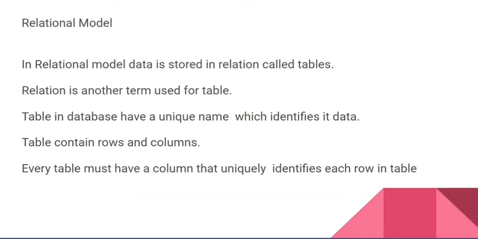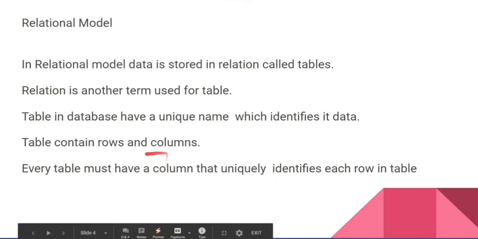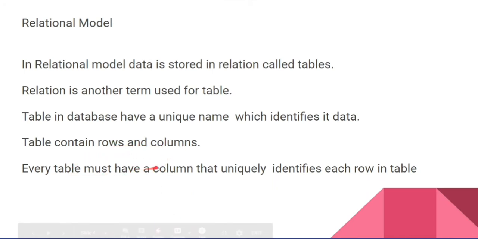So what is the relational model? In the relational model, data is stored in relations called tables. Relation is another term used for table, so relation and table are the same thing. A table in the database has a unique name which identifies its data. A table contains rows and columns, just like the common tables we see in our education books. Everywhere the table is present.